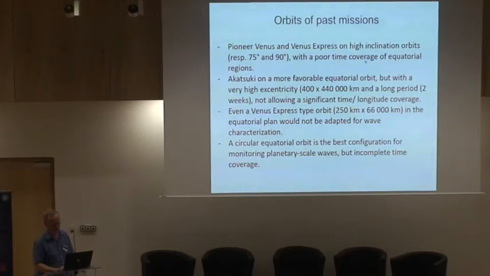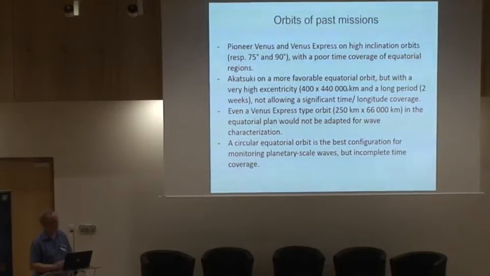So, poor time coverage of equatorial regions. Akatsuki is on one of the more favorable equatorial orbits, but with a very high eccentricity and a period of 2 weeks, which does not allow significant time and longitude coverage.